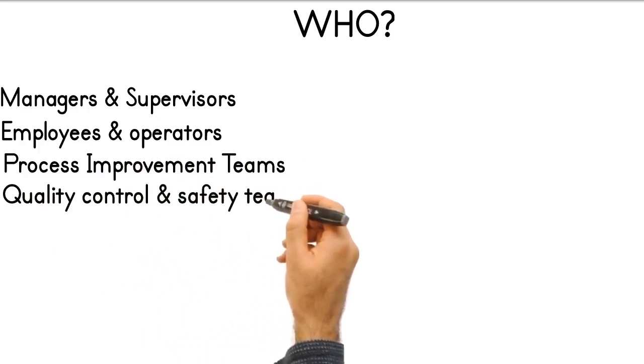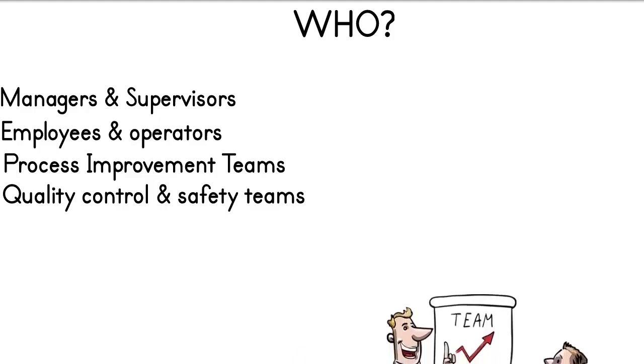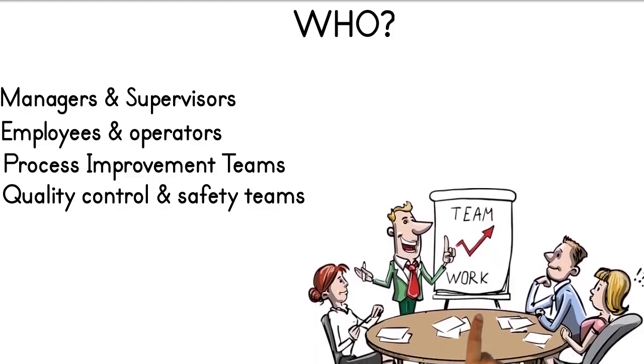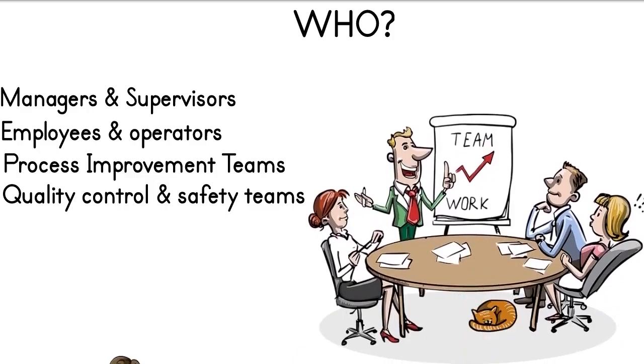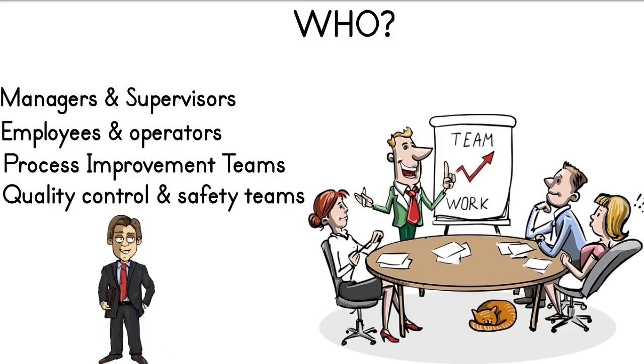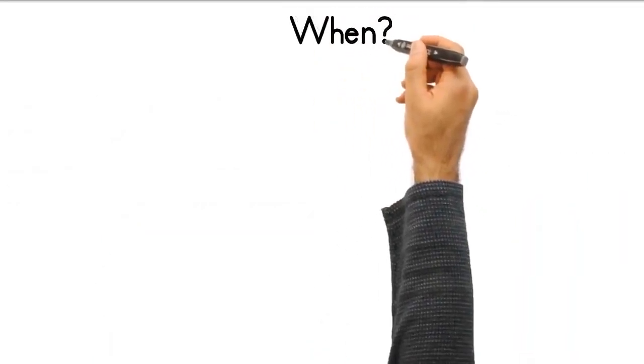These teams, often led by lean specialists or quality engineers, review and refine standardized work to improve processes continuously. Quality control, QC, and safety teams. These teams ensure that standardized work procedures comply with safety and quality standards to maintain a consistent and safe working environment. Standardized work involves everyone in the organization, from those defining the processes to those implementing them on the shop floor.